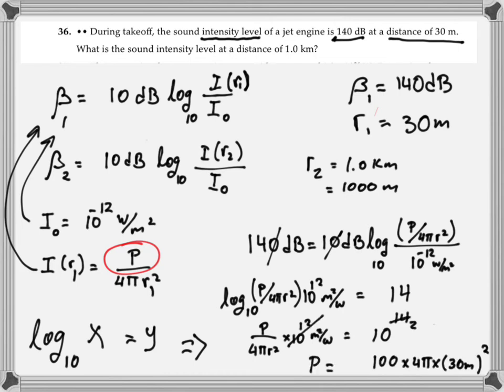One more step to solve for the power: divide by 10 to the 12 on both sides, and we get that the power is 100, that's 10 to the 2, times 4 pi r squared, evaluated at r1 equals 30 meters. That gives a power of 1.131 times 10 to the 6 watts. This is the power at which the jet engine is emitting the sound waves.